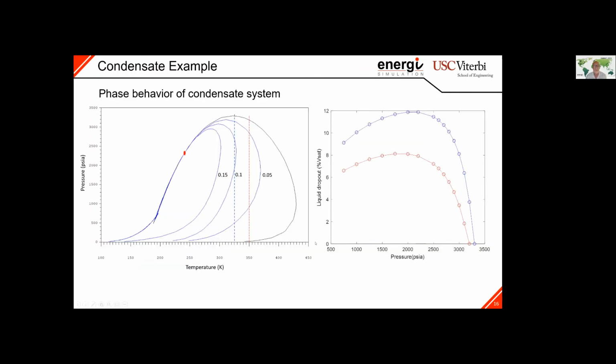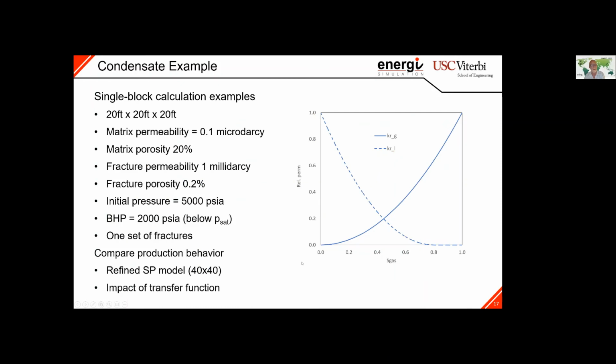Now, this condensate system behaves like they always do. Depending on where you are in temperature, you will see liquid dropout as you go below the dew point. That is about 3,200 psi here. I'm going to look at the blue curve here, where we have about 12% liquid dropout, which should substantially interfere with the flow in the condensate system.